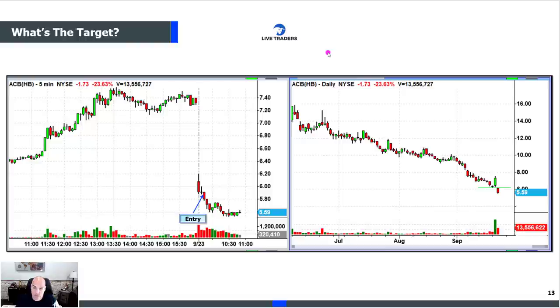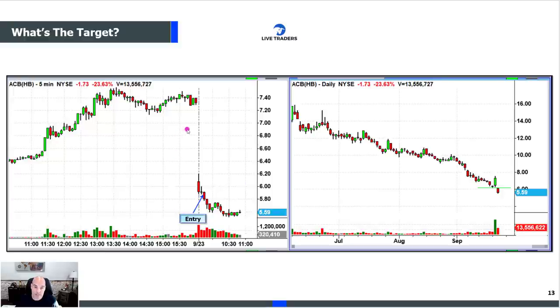It's gapping under a wide range green bar. There's nothing below it. What do I do? Well, you don't have a target. There is no target other than zero on this stock because there's no support below it. There's nothing below. And that's okay. That's actually a really good thing. That's what you want to see most of the time.